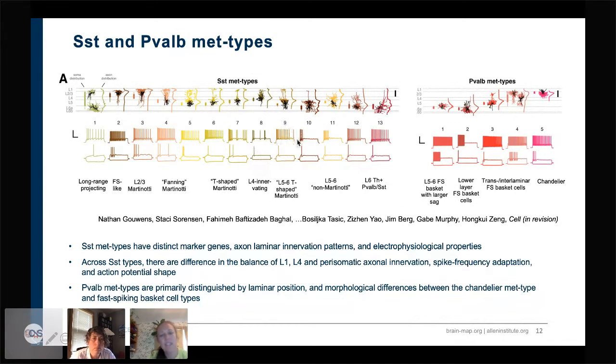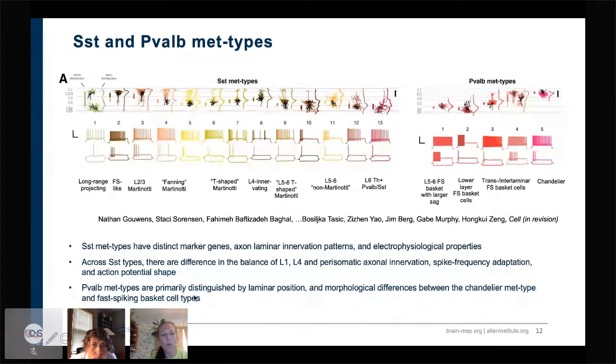Okay, thank you. We also have a layer 4 dominant SST MET type, in addition to multiple non-Martinotti like types that predominantly innervate the deeper layers and have much less of a projection up to layer 1.